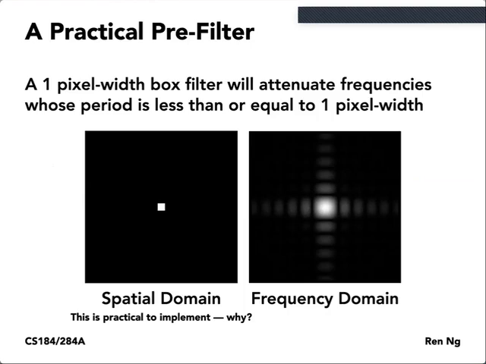This is what it looks like in the spatial domain. In the frequency domain, it might look something like this. So it attenuates the frequencies above a 1 pixel kind of sampling rate.